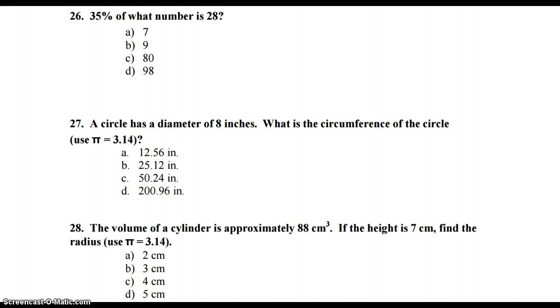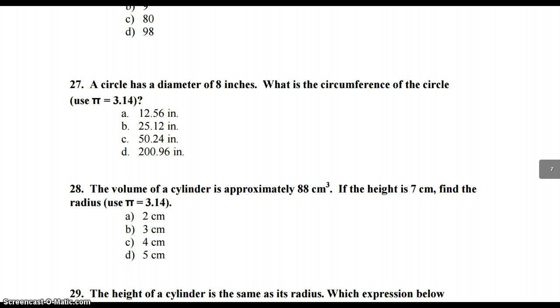Alright, number 27. The circle has a diameter of 8 inches. What is the circumference of the circle? They give you this formula: circumference equals pi times diameter, or 2 pi r, so twice the radius times pi. So they give us the diameter is 8 inches.